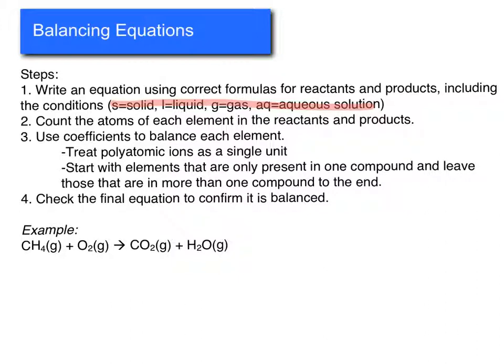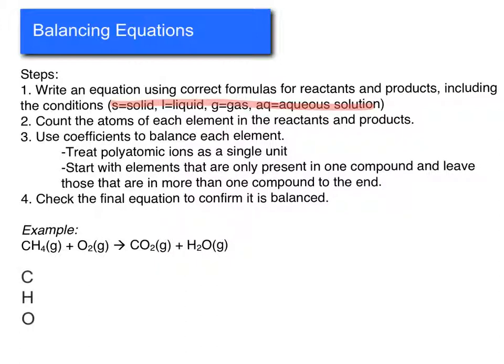Okay, so you should now know what those stand for, and we'll practice writing them when we write out chemical equations. This first example is already done for us, so we can skip that step. All right, the second step is to count the atoms of each element in the reactants and the products. So in this reaction, we have carbon, we have hydrogen, and we have oxygen.